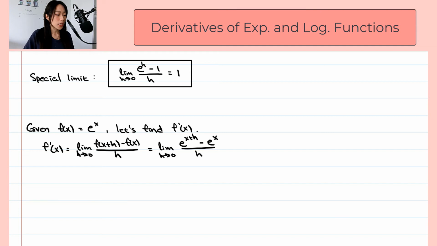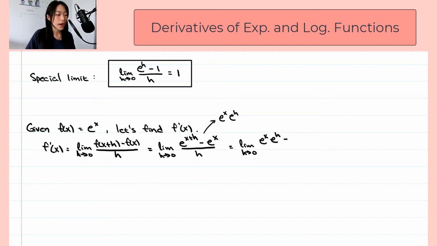And we can expand e to the power of x plus h to e to the power of x times e to the power of h. So this equals limit as h approaches 0 of e to the power of x times e to the power of h minus e to the power of x, then over h. Now we can factor out the e to the power of x from the first and the second terms. So this equals limit as h approaches 0 of e to the power of x times e to the power of h minus 1 over h.